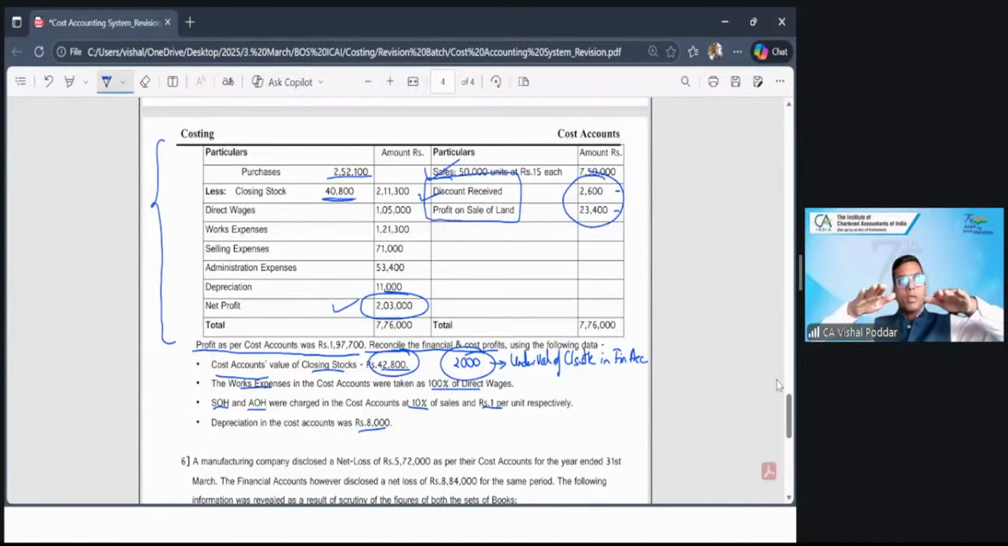Again, we are looking at a closing stock. Closing stock is a credit item. Now, if a credit item is undervalued, what is the impact? Because of the credit being undervalued, the profit will be lowered. Where is this profit lowered? In financial books, because this is undervalued in financial accounting. So in financial books, because the credit is lower, the profit is lower. So what we have to do? We have to climb upwards. So for 2,000, I'll have to add.